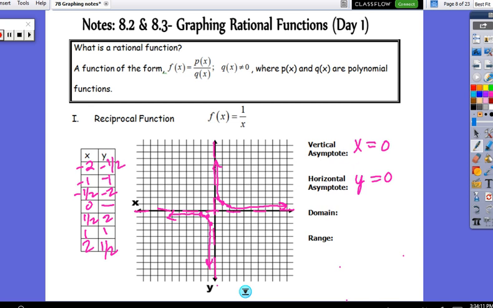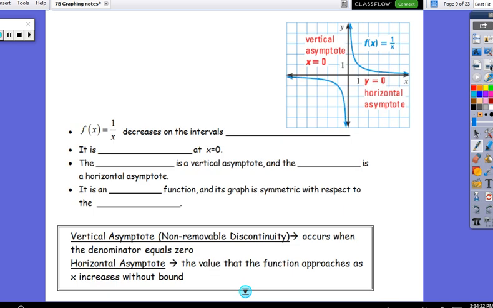Alright, so our domain, x cannot equal 0, so it's all reals but 0. And our range is y cannot equal 0. So here's some more characteristics about our reciprocal function. Notice that this thing is decreasing on both intervals. So we're decreasing from -infinity to 0, and then again from 0 to infinity. It's said to be undefined at x equals 0.